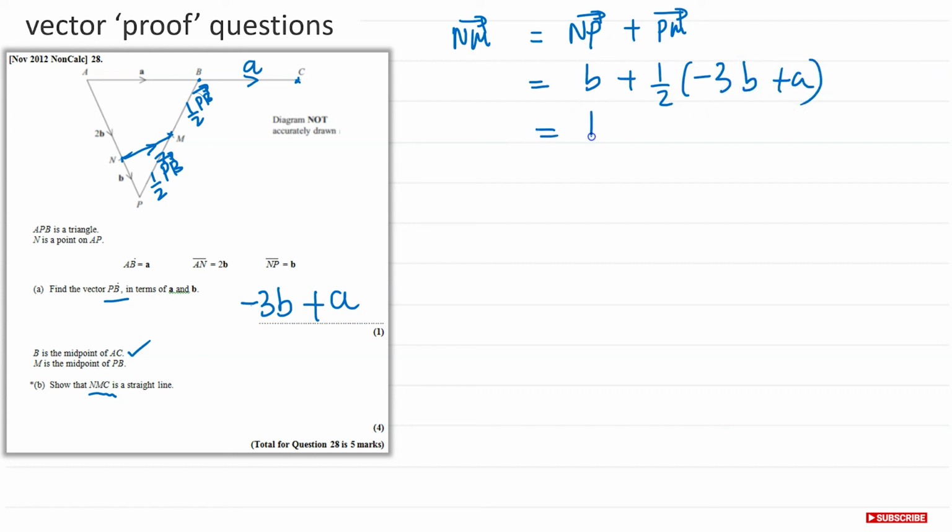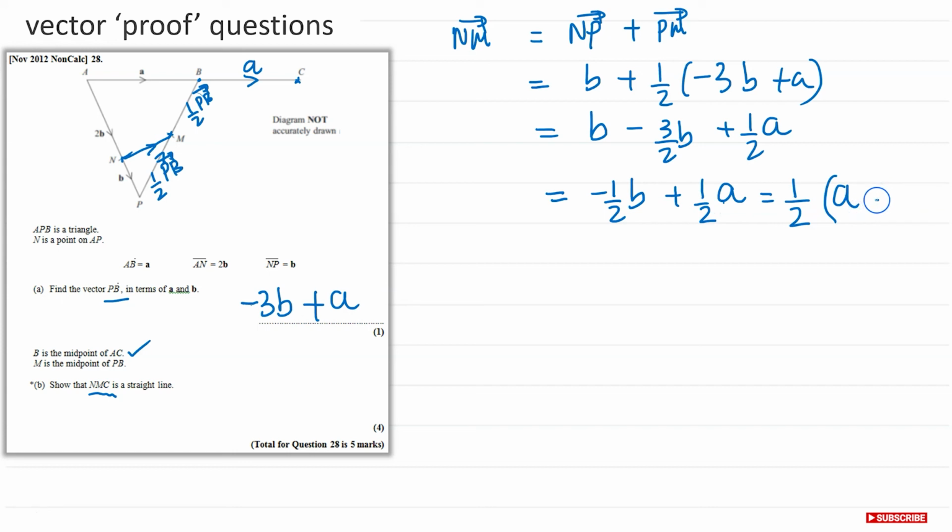Okay, now let's just expand this. So B plus, beg your pardon, B plus half times negative 3B plus A. Positive times negative is going to give you negative 3 over 2B, plus times plus is going to be positive, so plus half of A. Okay, so here I need to have a 2 in order to have a common denominator, because I need to collect these B's. So that's going to be 2B take away 3B, which is going to be negative half B plus half of A. You can factorize this by doing it this way. So half is outside, and I'm going to write the A first and take away B. So that is vector NM, guys.